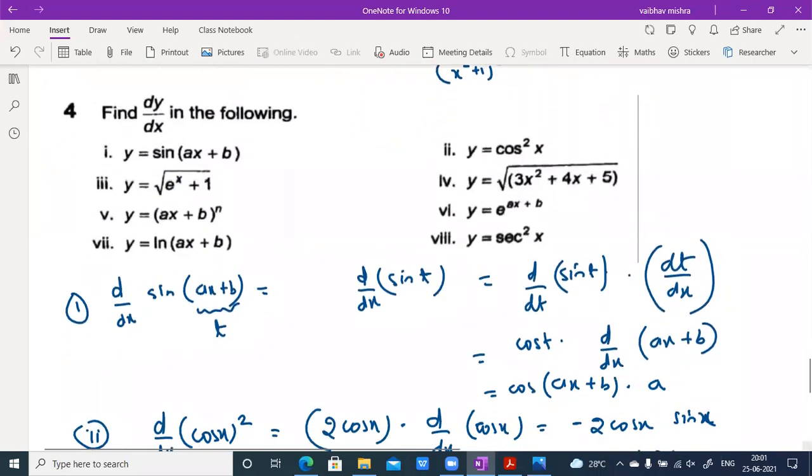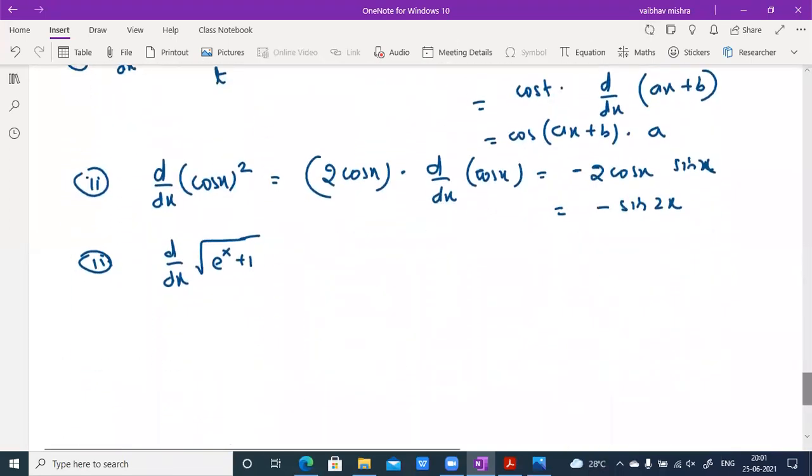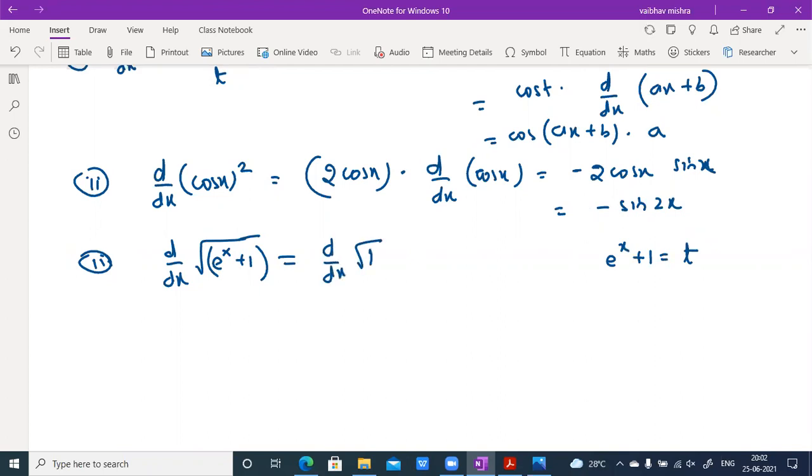Question number 4, this third one, y is equal to root e^x plus 1. How will we differentiate this? I don't know this one. I like that. Very good. If you don't know, say it directly. I will explain. Chain rule will apply here. If there was just x inside the root, you could do it directly. But now there is something else, a new function, so we assume that function as t. So that becomes d by dx of root of t.